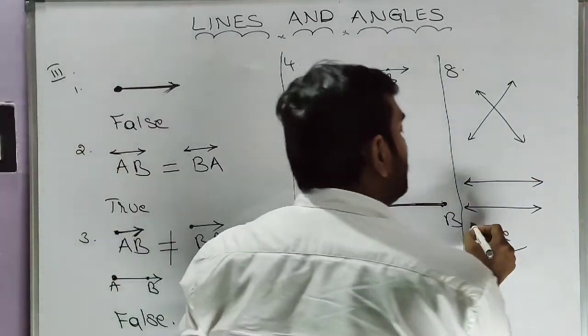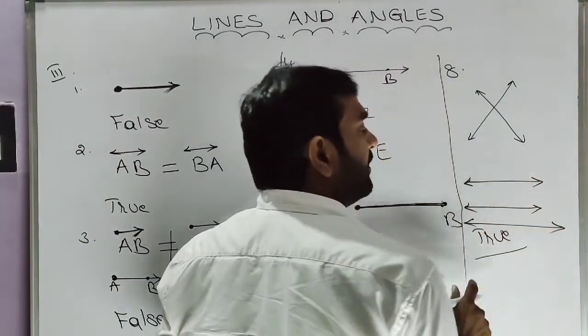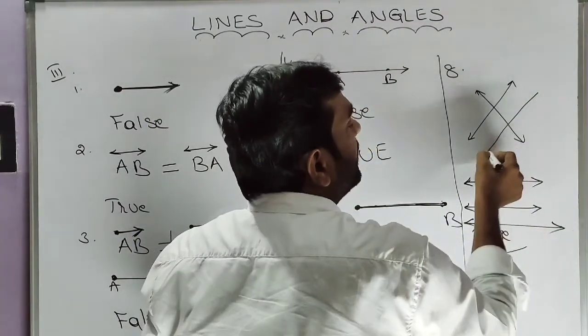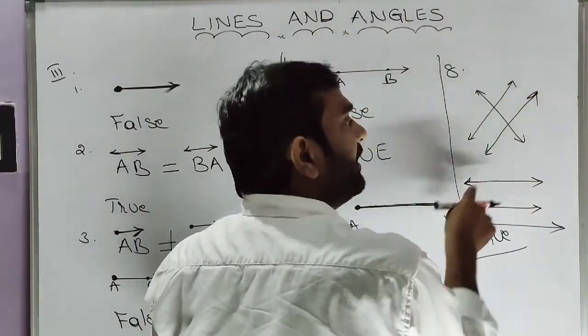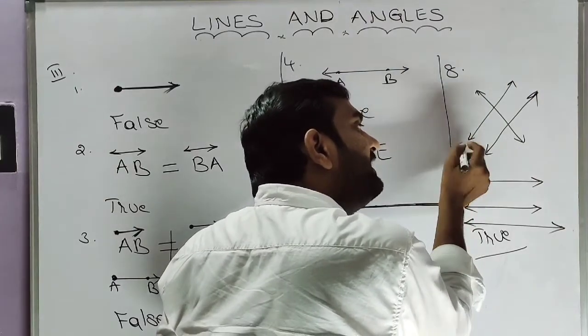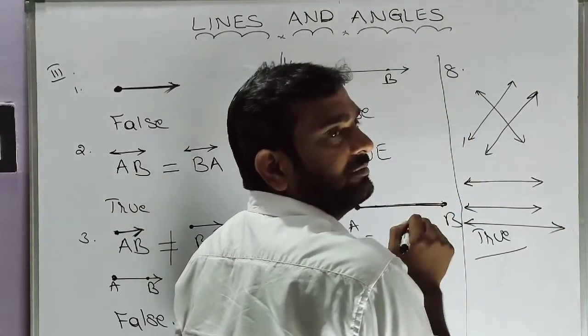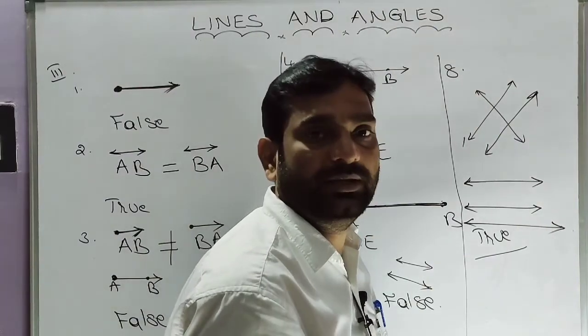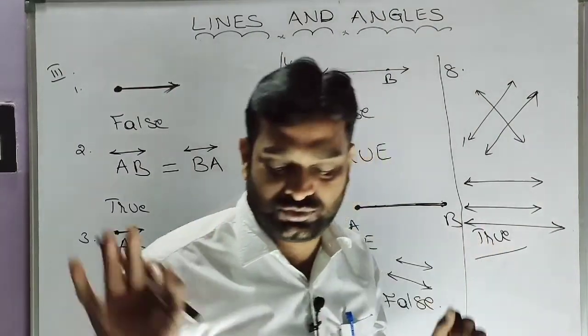Here, listen, take any line. These two are parallel to this line. If you take this line, here only this one line is parallel to the given line, not another one. The first statement also has the same meaning. So the given statement is true.